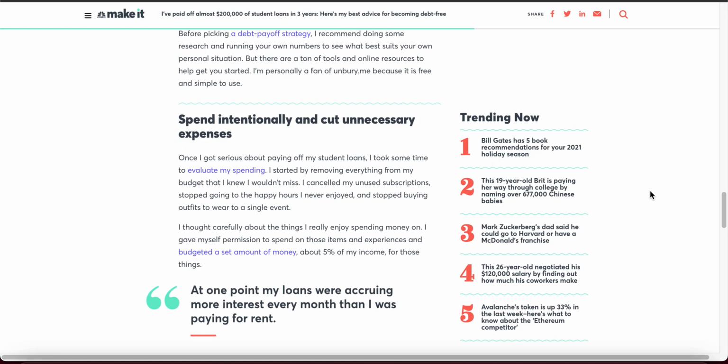I gave myself permission to spend on those items and experiences and budgeted a set amount of money, about 5% of my income, for those things.